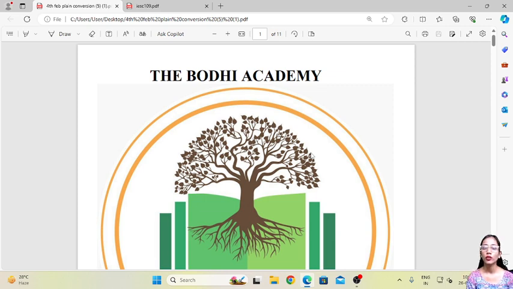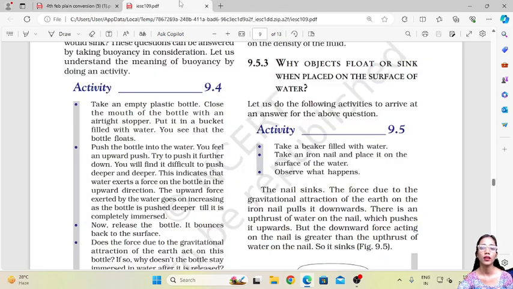In the last video, we had discussed some concepts of the chapter Gravitation from the 9th Standard Science textbook and we had studied what is buoyancy. Today we are going to deal with the last part of the chapter and we will see what the concepts in this chapter are.